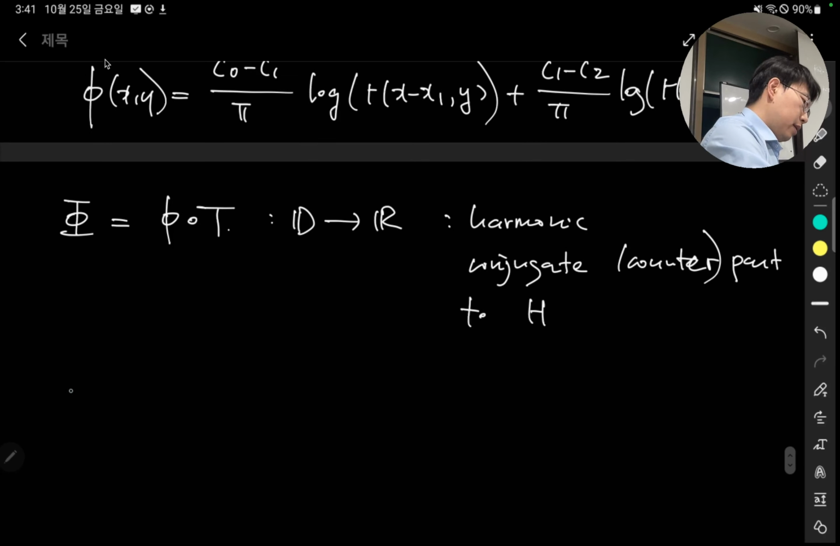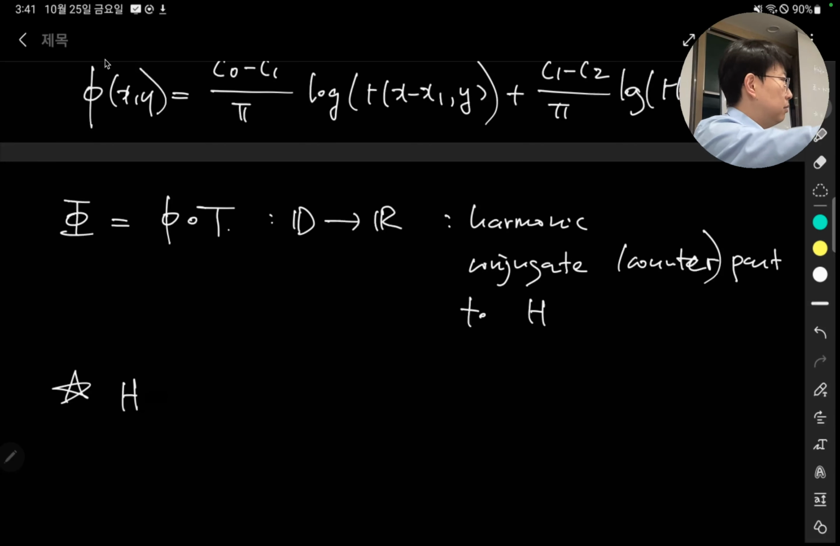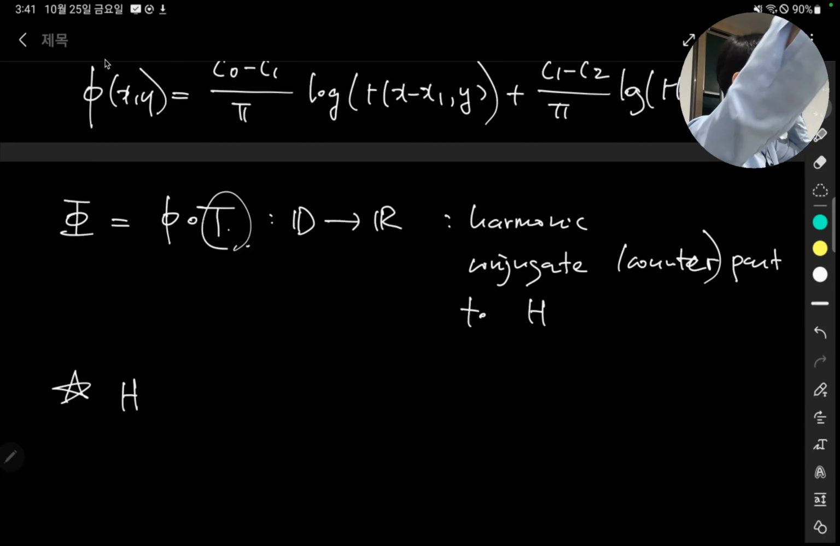So, to summarize H: I cannot write the entire formula of H because it's complicated. It's a composition of a complicated function T and a small h. The small h is not that complicated, but T is complicated, so you have to use your computer program to compute the functions.